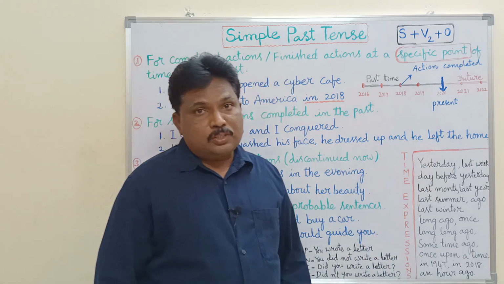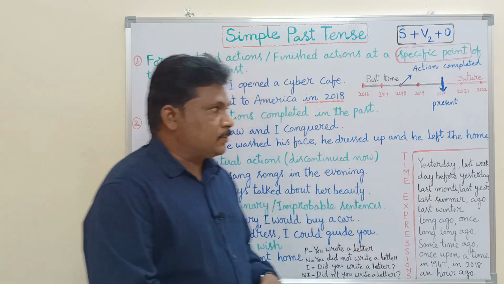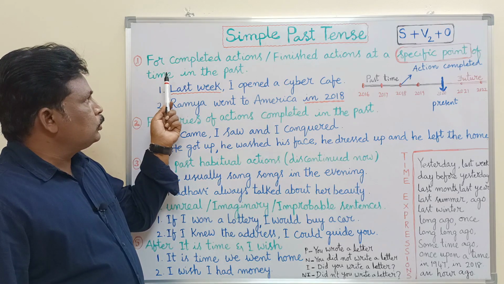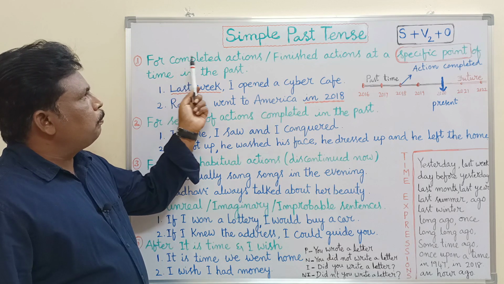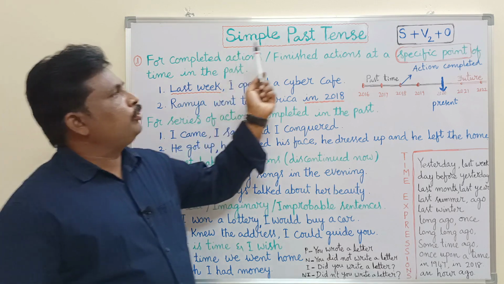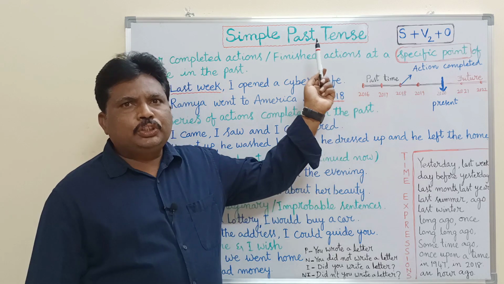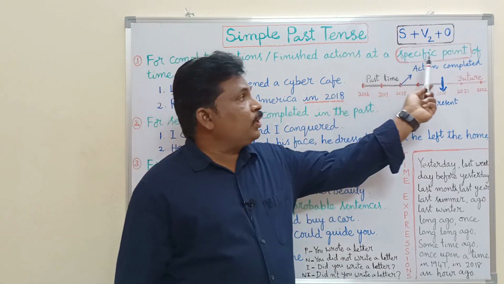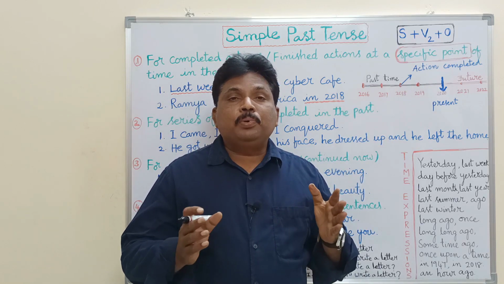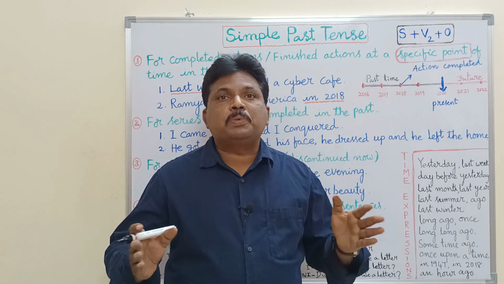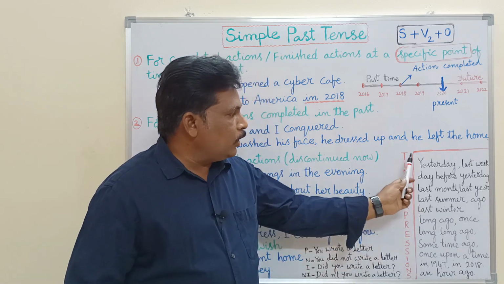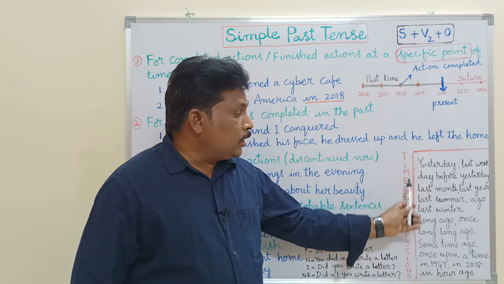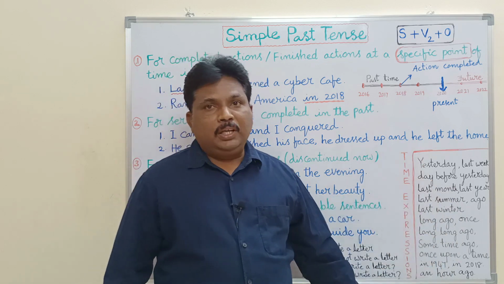What are the usages of simple past tense? Look at the first usage. Simple past tense is used to express completed actions or finished actions or actions completed at a specific point of time. Okay, specific point of time. The simple past tense is used with specific points of time. Here I have given a list of specific points of time. These are called time expressions or time indicators.